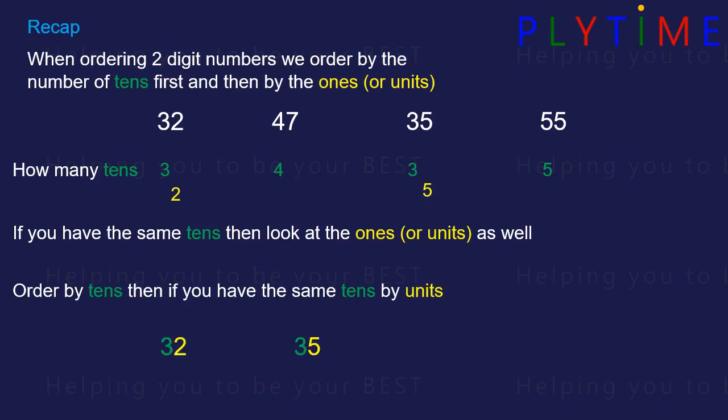32 is the smallest, then 35, because 2 is smaller than 5. Then 47 and the biggest is 55.